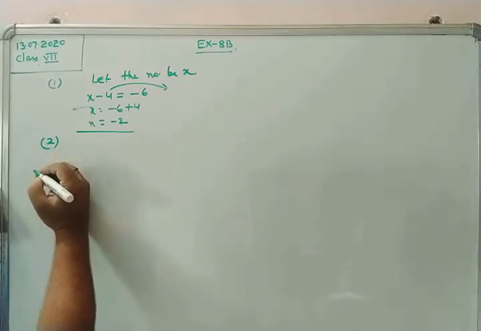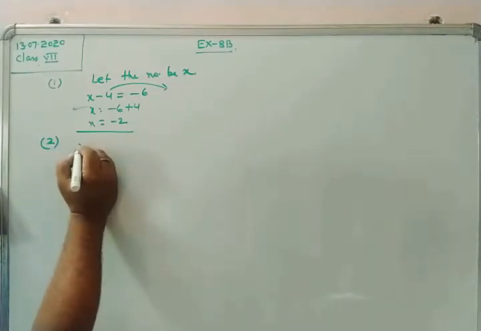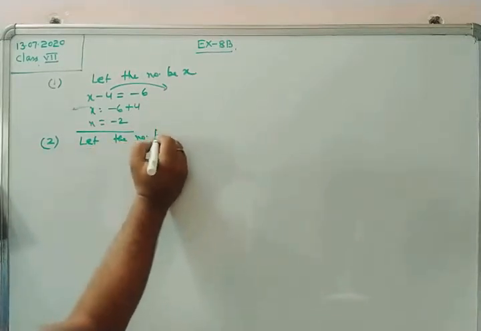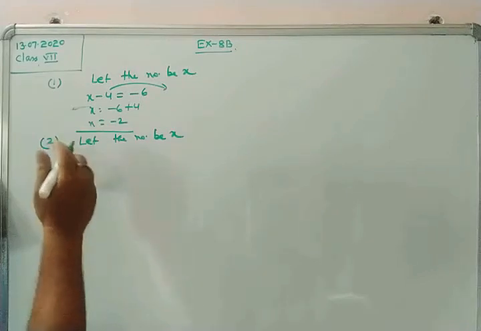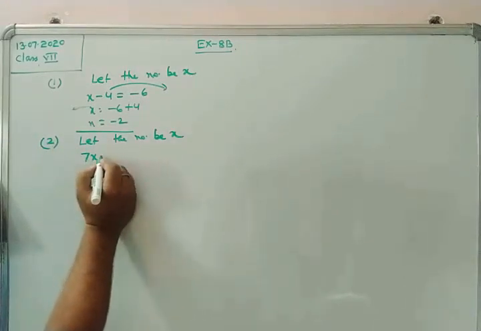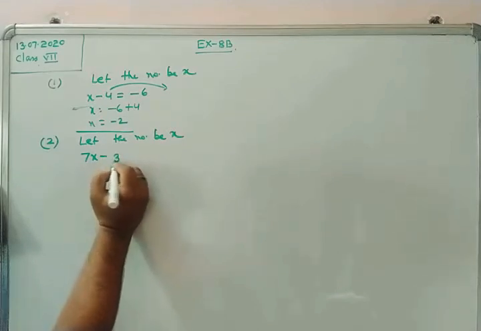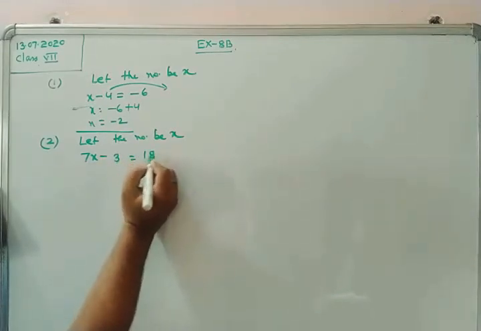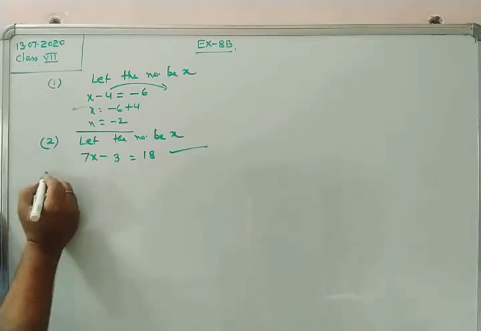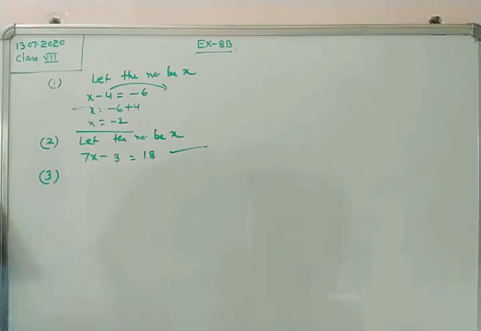Alright? Now question number 2, what is it saying? 7 times a number decreased by 3 equals 18. Let the number be x. 7 times a number, that means 7x. Decrease, that means minus, by 3, minus 3 equal to 18. Now you can solve it further. Simple question.